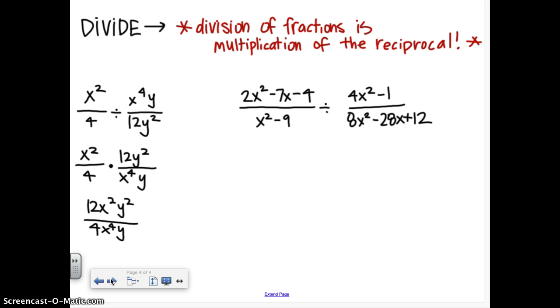And then I'm going to look for opportunities for what I can cancel. Well, 12 over 4 is 3. I've got 2 x squareds left on the bottom, and I've got a y on top. So my answer is 3y over x squared. Not so bad. The ones that are just monomials are pretty easy, to be honest.